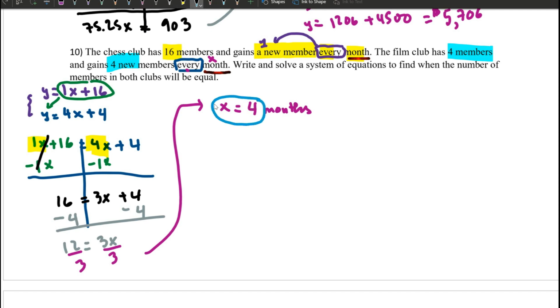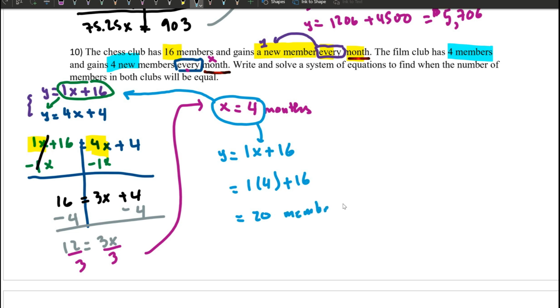So what we're going to do is take this and plug into either the first or second. So y equals 1x plus 16. x is 4, which means 1 times 4 plus 16. That will be 20 members. Okay, there we go. Again, you can plug in either the first or second. You should have the same answer, 20 members.